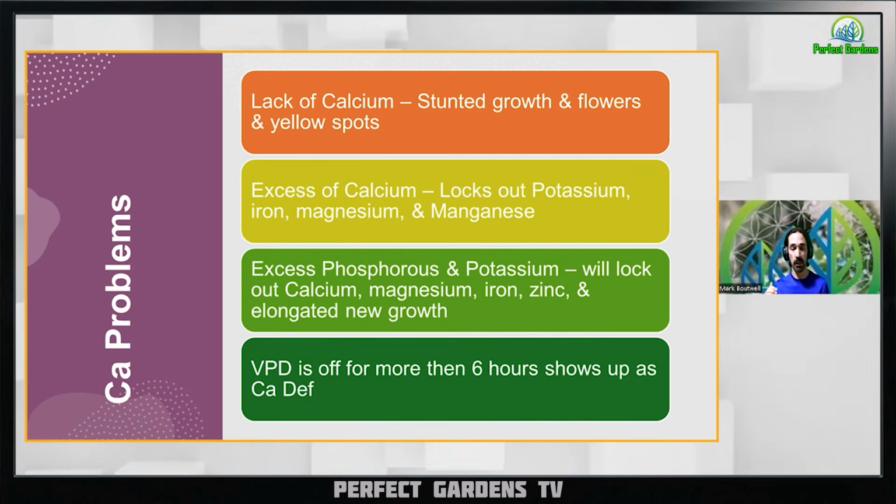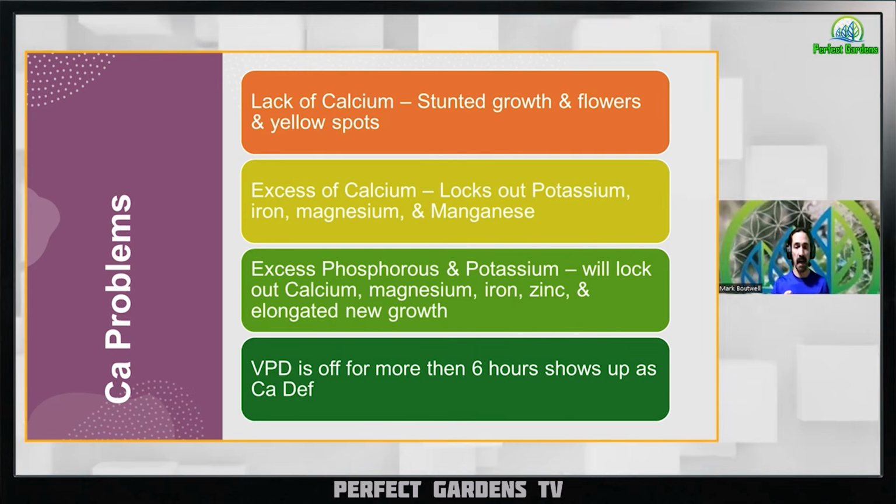Excess of phosphorus and potassium will actually lock out calcium, magnesium, iron, and zinc, and it actually elongates new growth. It's one of the main identifiers. And you're going to understand why I'm explaining all of these things in a second. And the final thing is your VPD. If your VPD is off for more than 6 hours in your grow room, you will see signs of calcium deficiency.